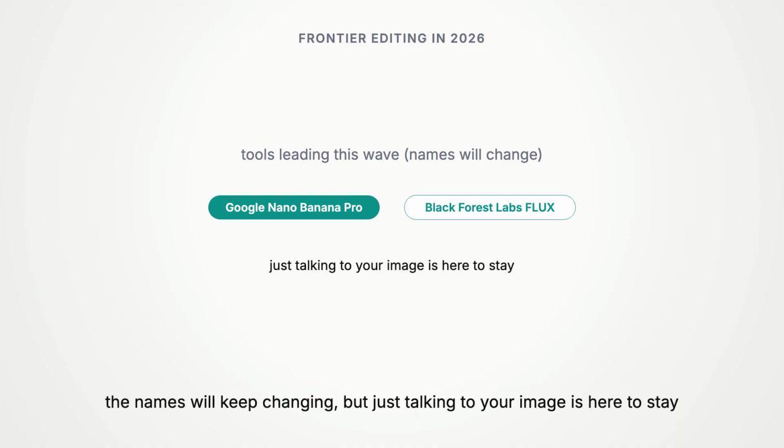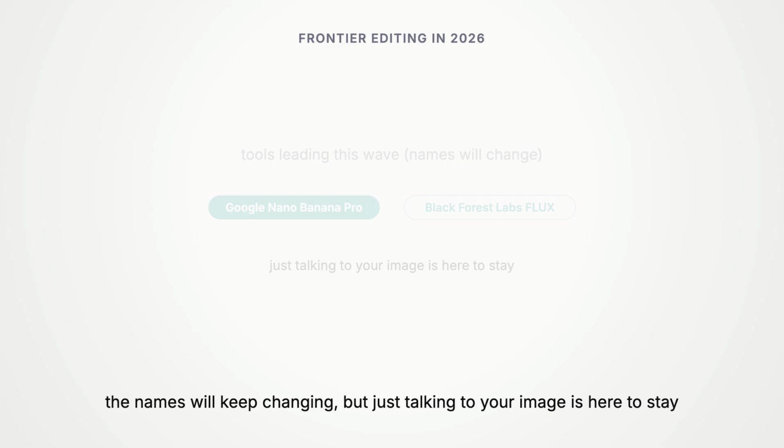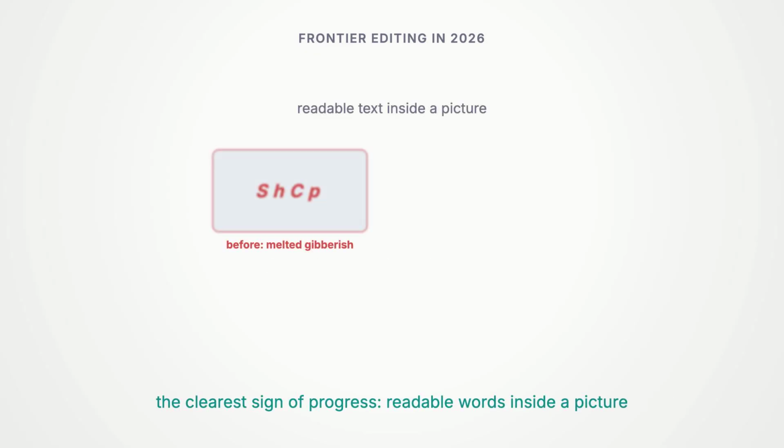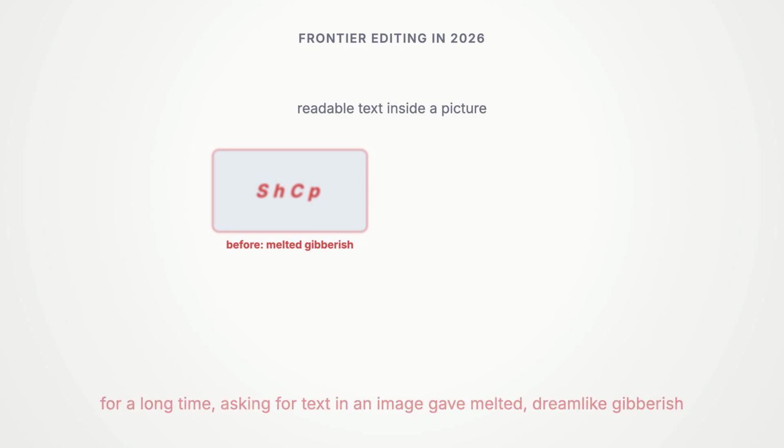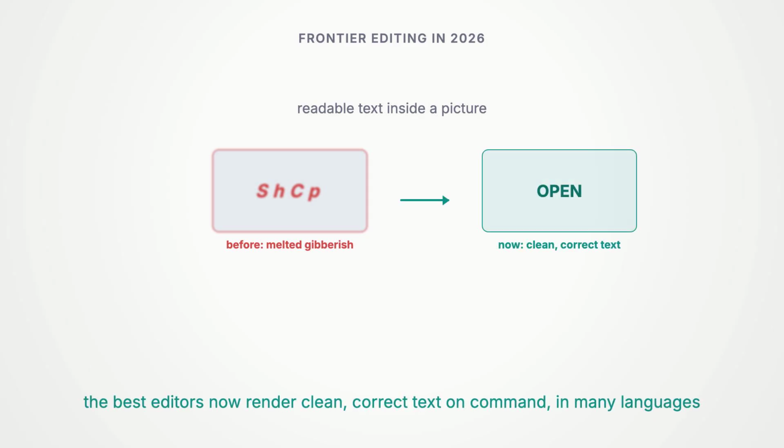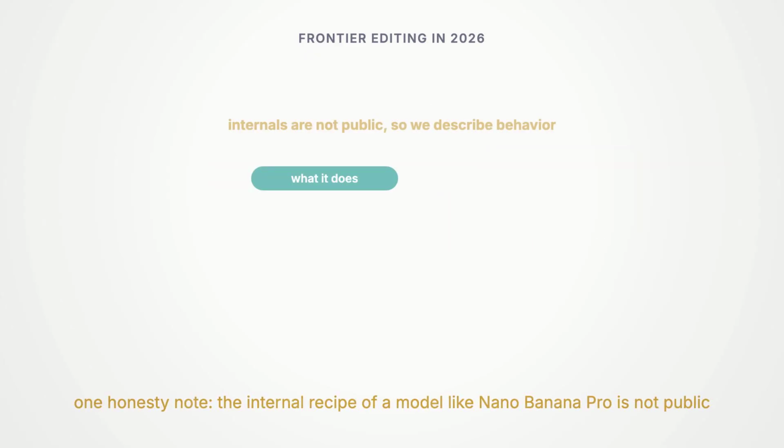One thing is worth pausing on because it is the clearest sign of progress. For a long time, asking an AI to put readable words inside a picture, a label on a product, a sign on a shop, gave you melted, dreamlike gibberish. The best editors now render clean, correct text on command in many languages. That came from the models getting genuinely better at understanding the instruction and the layout together, almost reasoning about the edit before making it.